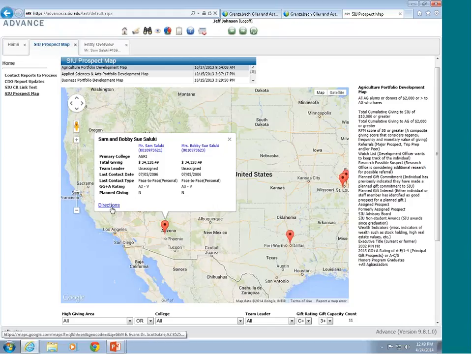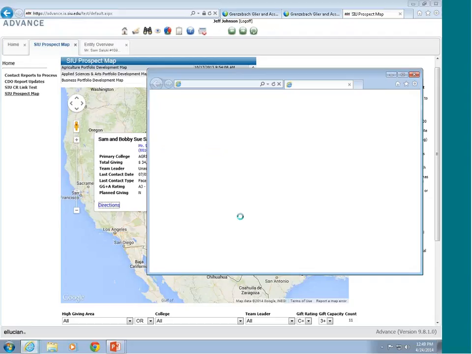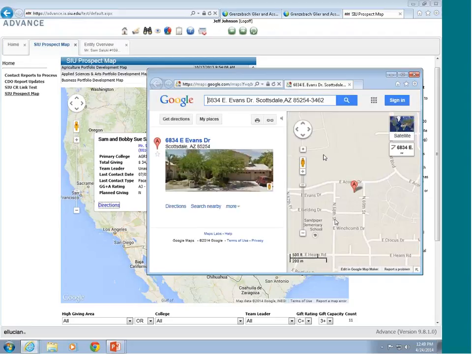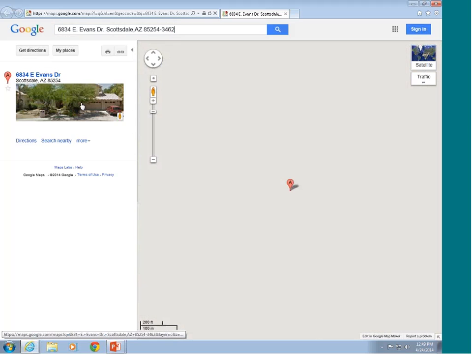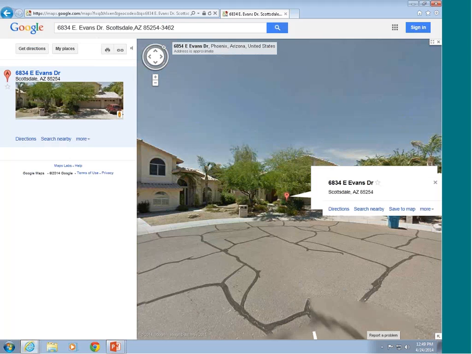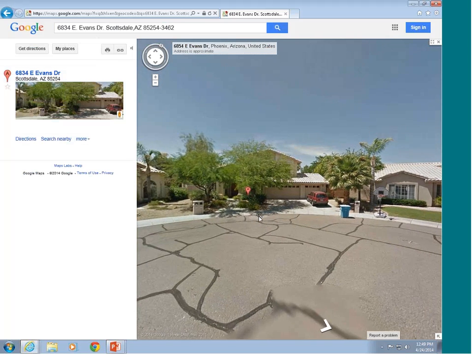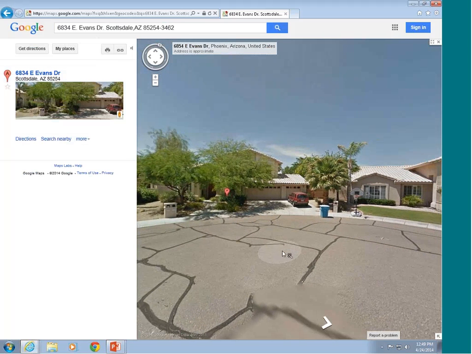The next thing is we gave this a directions link, so they can click on directions, and this opens up a whole new window to Google Maps. And again, it just plugs in the address. So a development officer can get directions. This is all familiar to them. A lot of people know about Google Maps and how it works. You can get down to the street level view and see the actual house itself. And so it gives them a lot of tools to be able to know where they're going and who they want to go see.